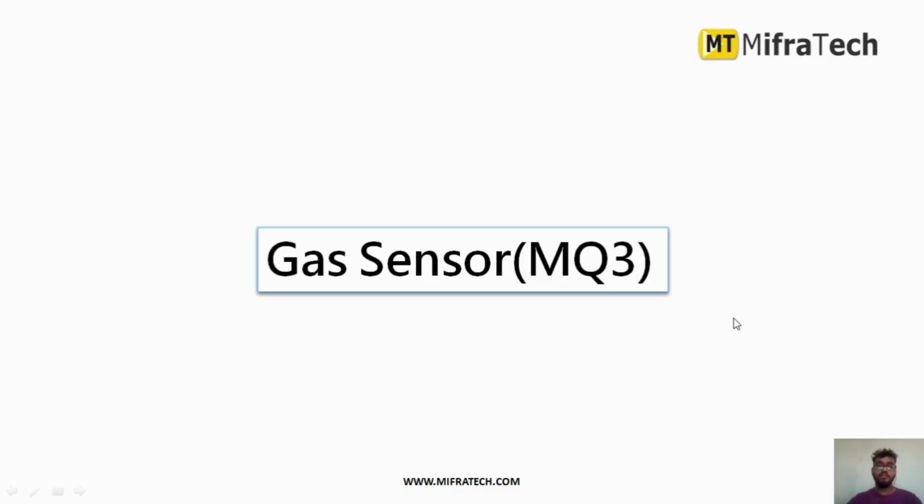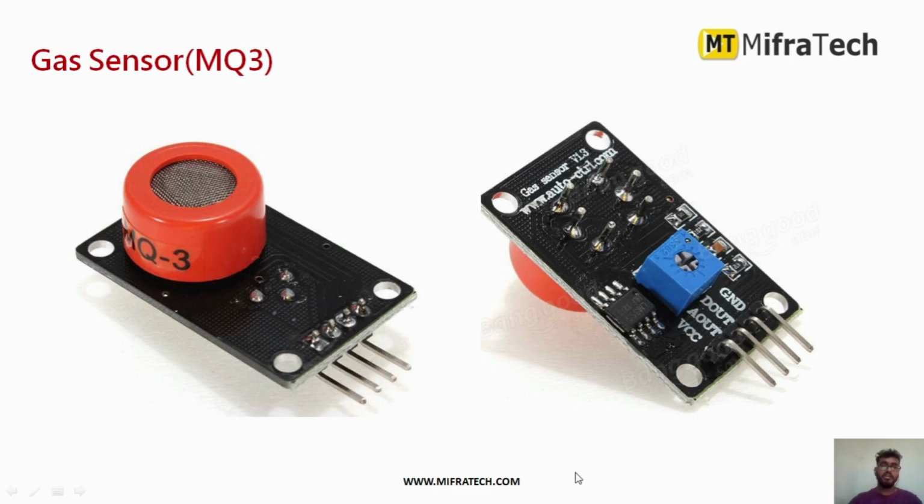Hello everyone, welcome to MQ3. Today in this section we learn about the MQ3 gas sensor. It is mainly used for alcohol detection. So this is how an MQ3 gas sensor will look like. It has mainly 4 pins.